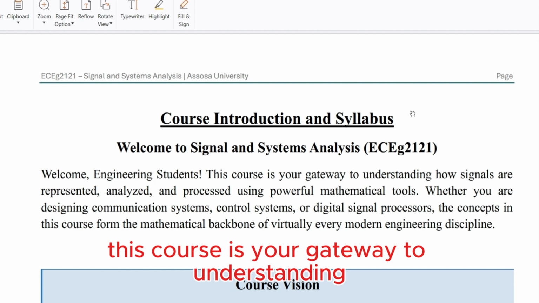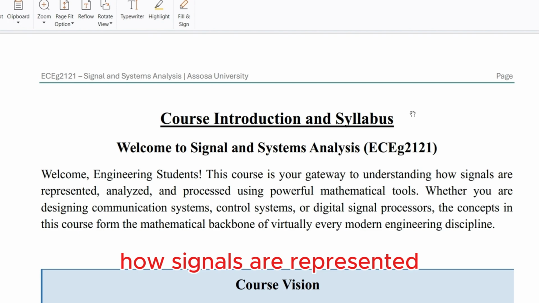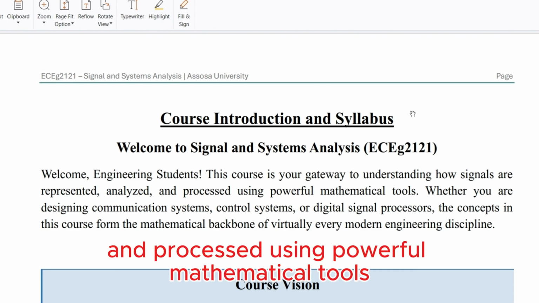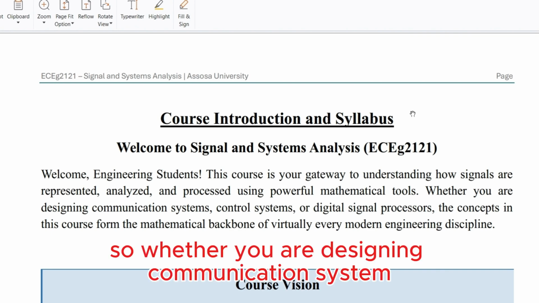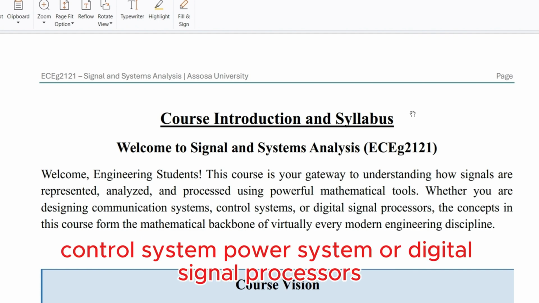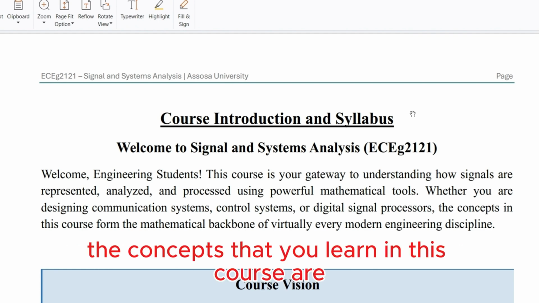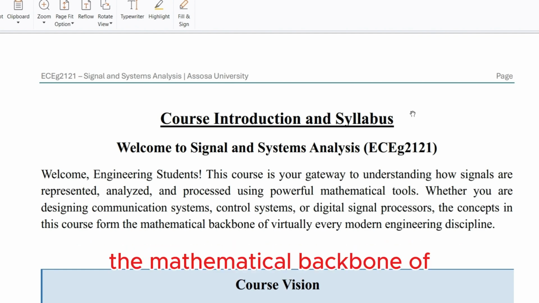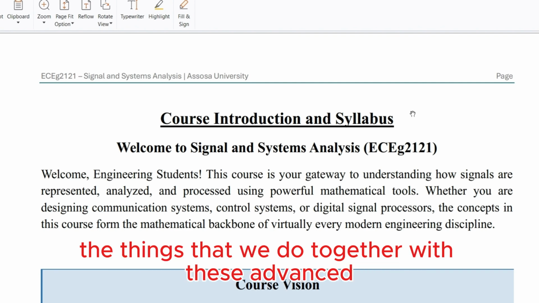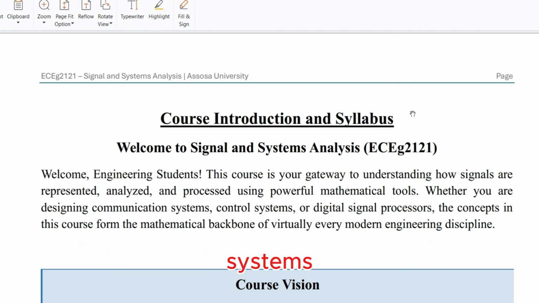This course is your gateway to understanding how signals are represented, analyzed, and processed using powerful mathematical tools. Whether you are designing communication systems, control systems, power systems, or digital signal processors, the concepts that you learn in this course are the mathematical foundation of the things that we do with these advanced systems.